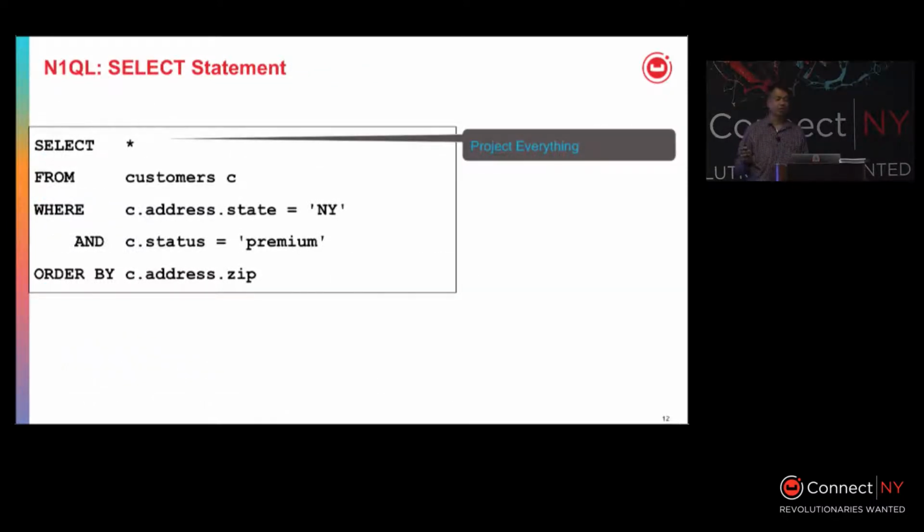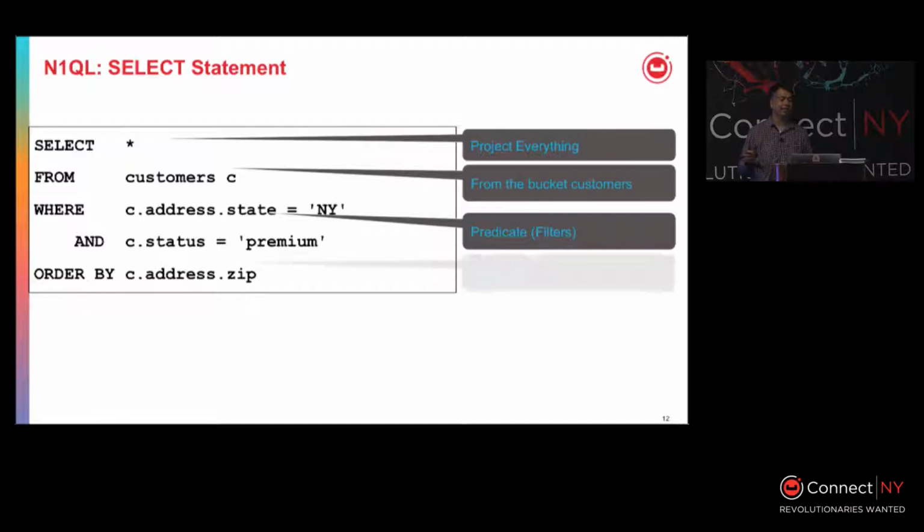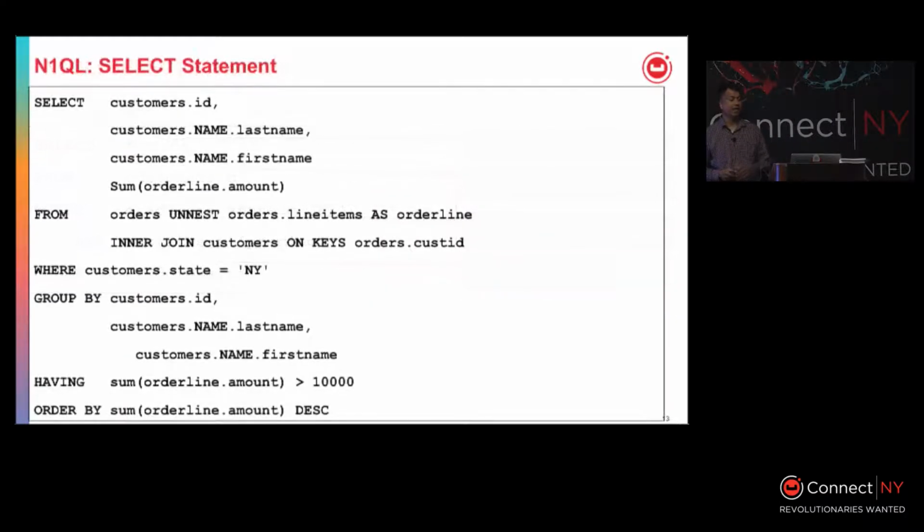Let's look at some examples. Select, you have the projection list. Star means the same thing, project everything from the bucket. You have filters right here, and you have the sort order specified by the order by. At the simplest form, it's the same thing. Let's look at some of the basic extensions that we have done.